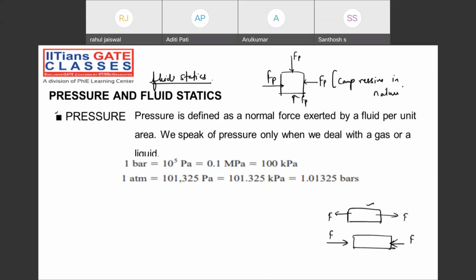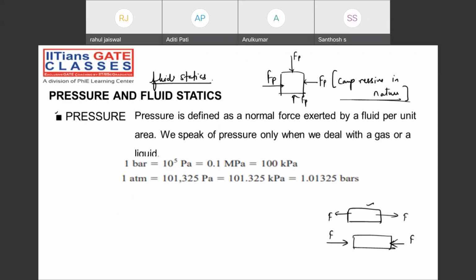Yes or no, guys? It's compressive in nature. All of you are understanding or not? Right. So pressure is defined as the normal force exerted by the fluid per unit area. We say it's a pressure.